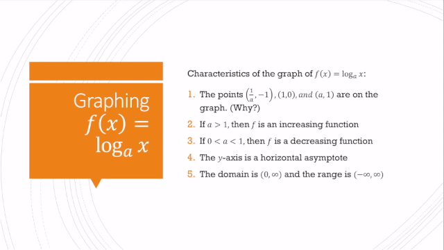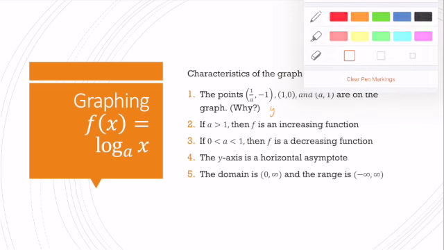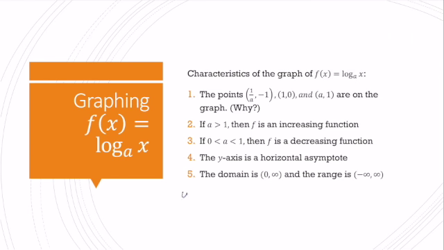It has the point x is 1 over a when y is negative 1, x is 1 when y is 0, and x is a when y is 1. So let's take a look at this. If I had y equals log base 3 of x, and I let x equal 1/3, that's asking what power do I raise 3 to in order to get 1/3? So then y would be negative 1. So we have this point here.